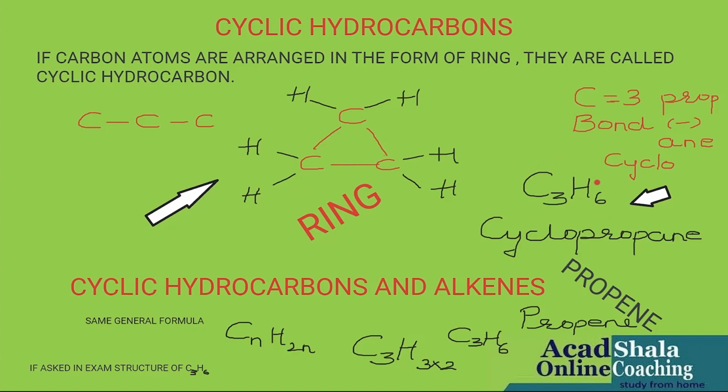Okay. But if it is C3H6, what name will you give it? We will write cyclopropane, because this was prop, single bond, propane and C3H6. You will write down, ma'am, it is cyclopropane because it is in the form of ring, and hence the word cyclic hydrocarbon we are studying. So we will write in front of it cyclopropane.